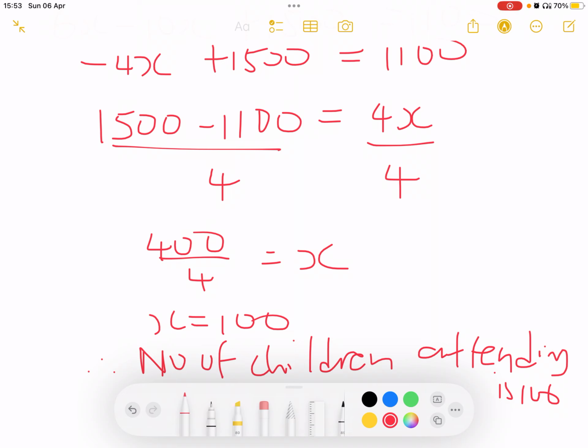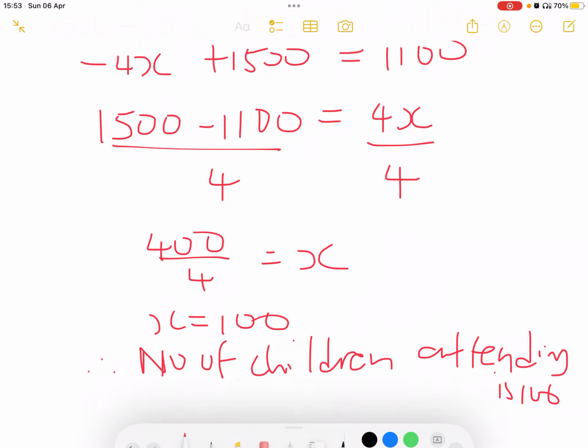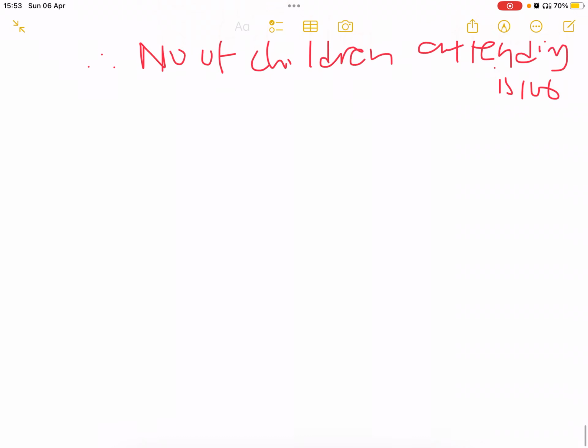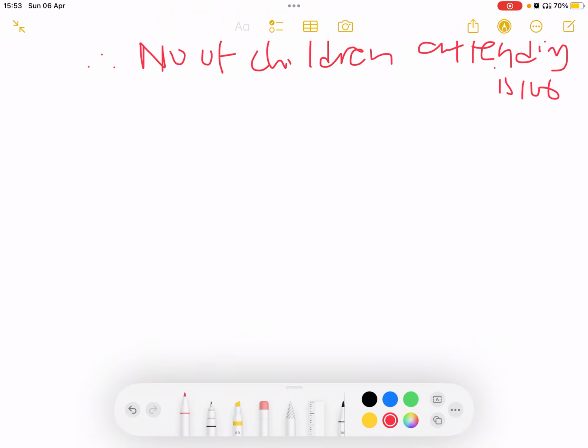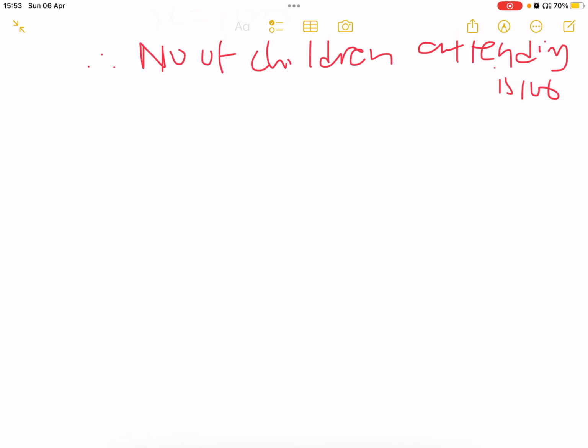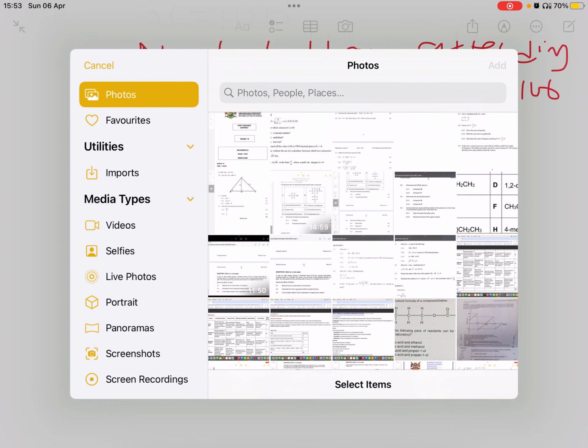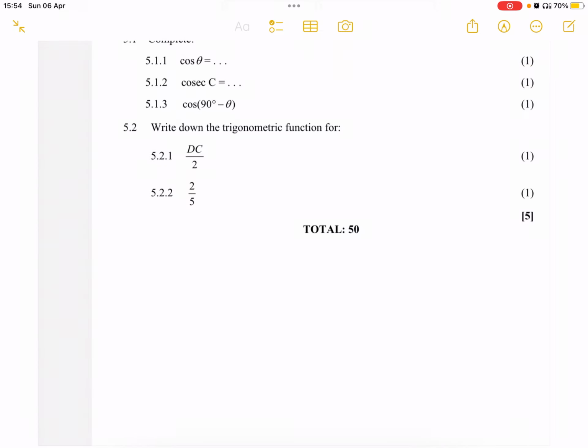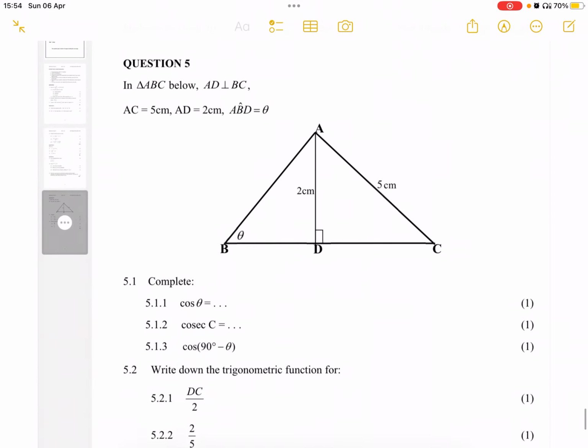So it means the adults attending are 150 minus 100, which is 50 adults versus 100 children. Then we get to our last question, which is question 5. And question 5 is trigonometry. That was just the basics because in term 1 we're just doing the basics. And it went this way.